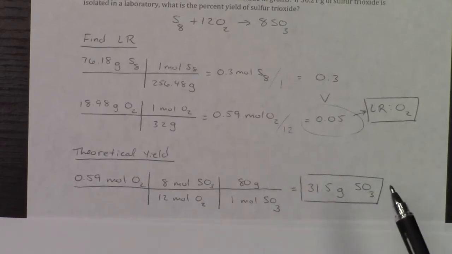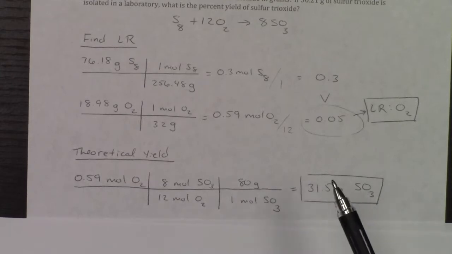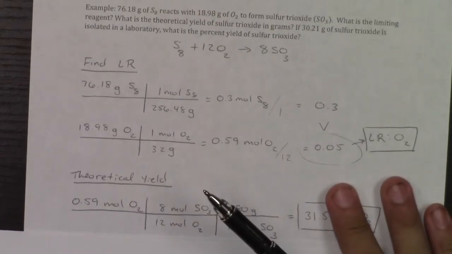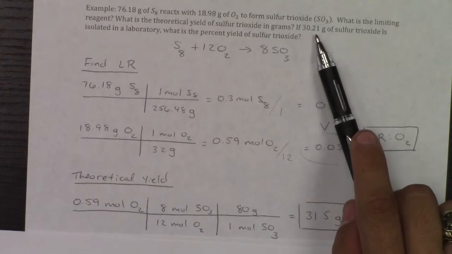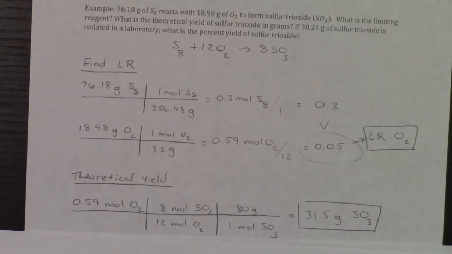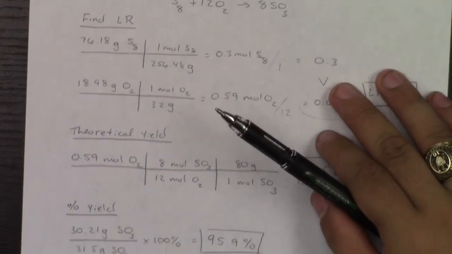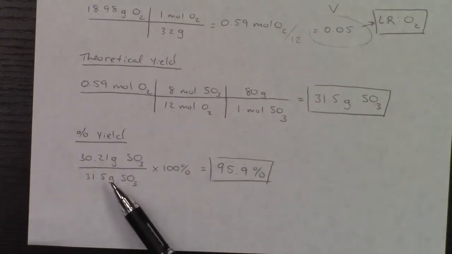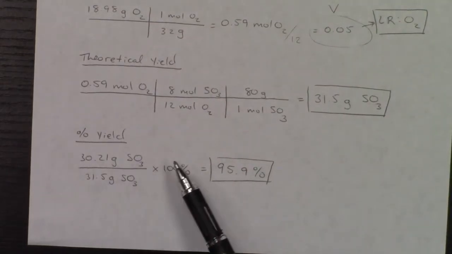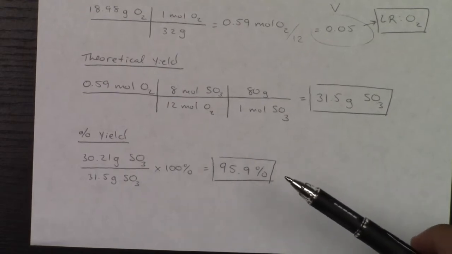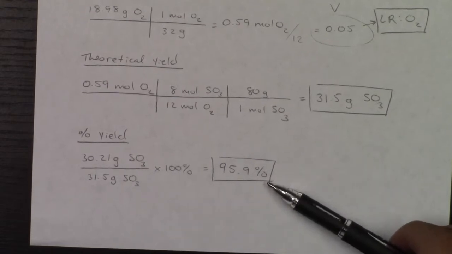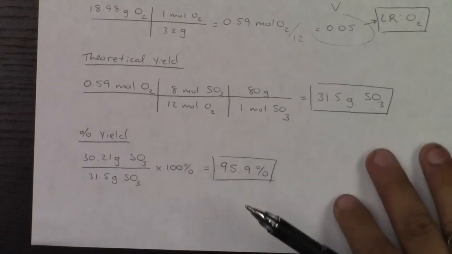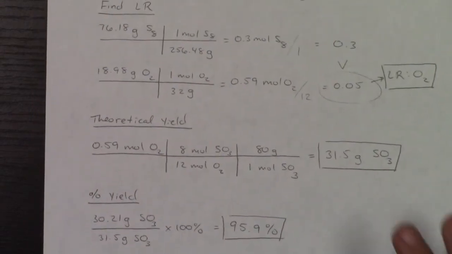I got 31.5 grams of SO3. Now that I know my theoretical yield, they told me that this chemist isolated 30.21 grams of sulfur trioxide. So what's your percent yield? Your percent yield is what you isolated in a lab, divided by what you should get on paper, times 100%, and that being 95.9% would be your percent yield, and this is how you would do a full-fledged stoichiometry problem.